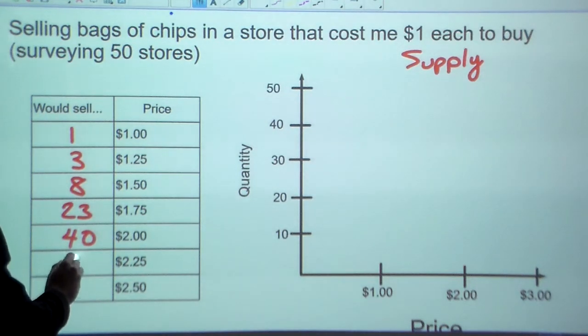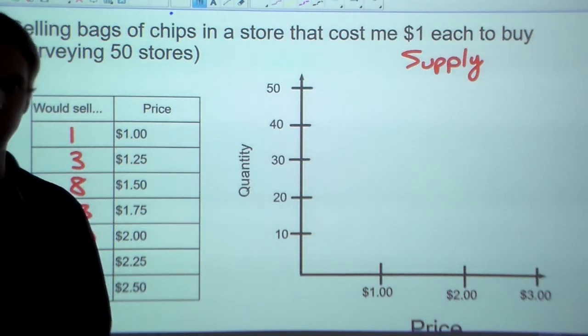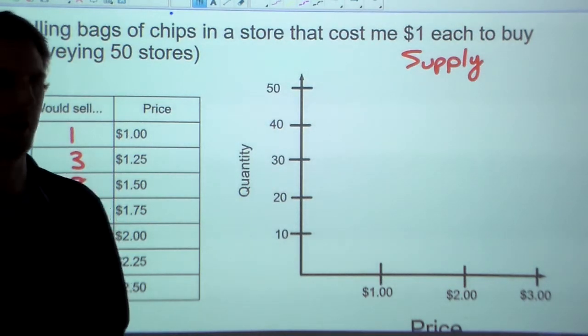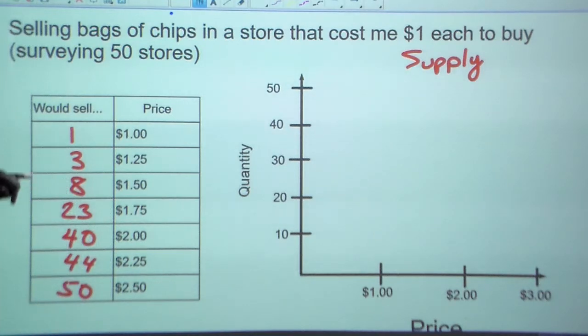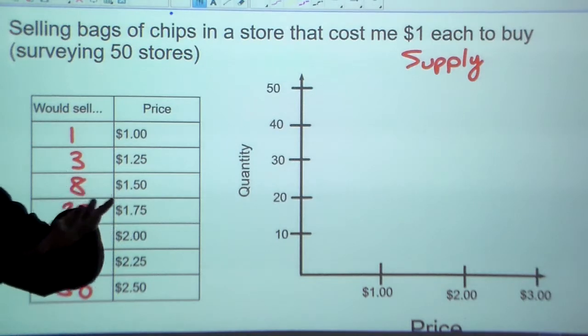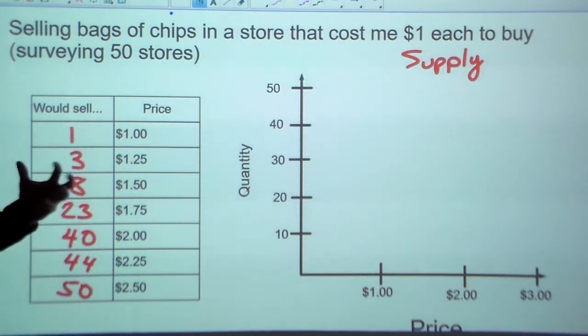$2.25. Let's say a few more stores really want to make that $1.25 profit each. And then by $2.50, let's say that every store we surveyed is willing to sell it for $2.50. Now keep in mind that Walmart was willing to sell it for $2 or less. So think of it that way. It's, would you sell it for $2 or less? This is kind of cumulative.